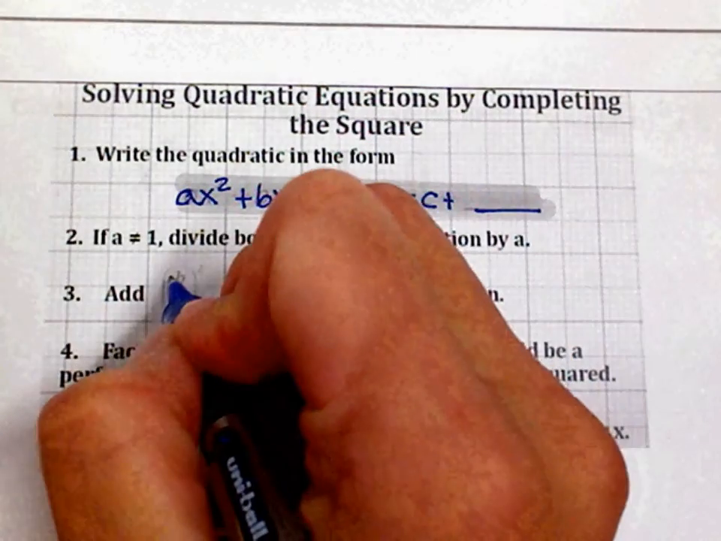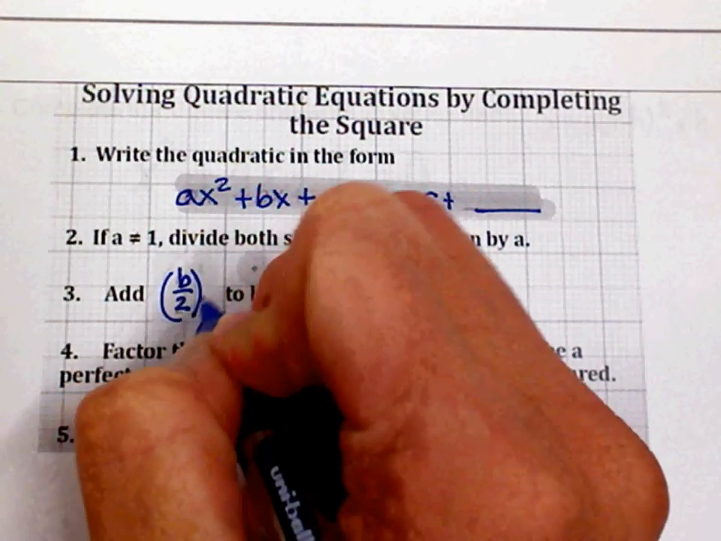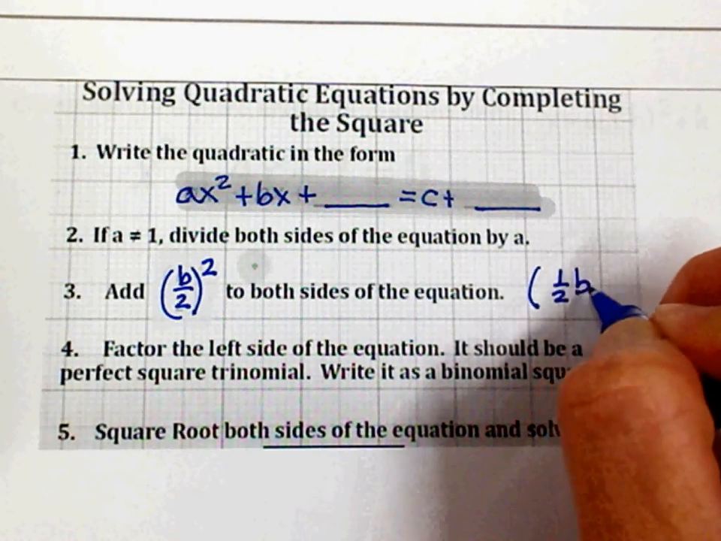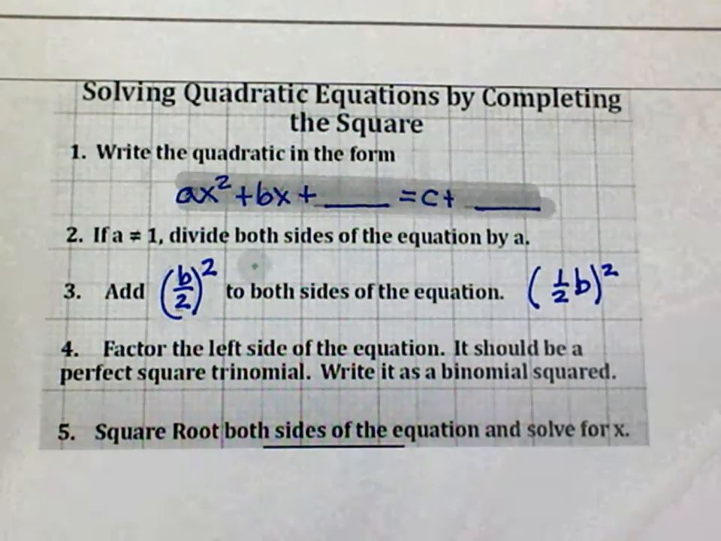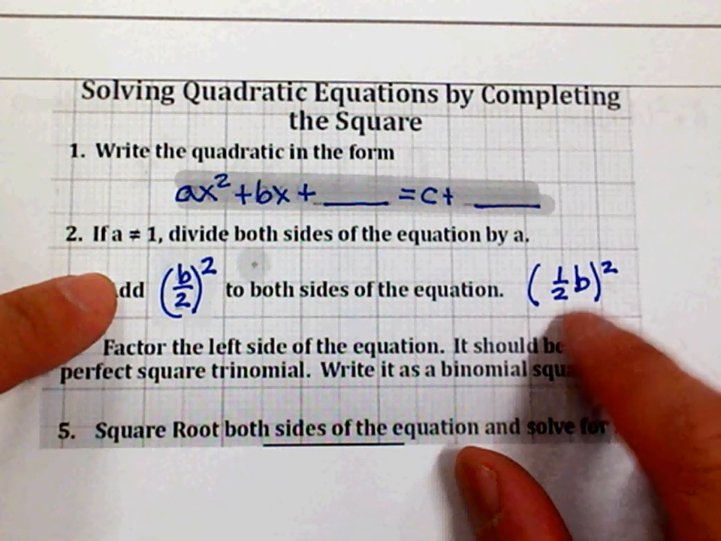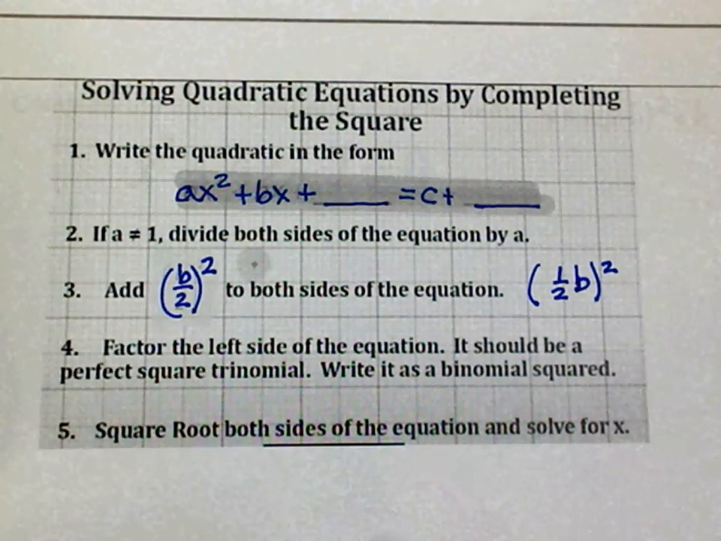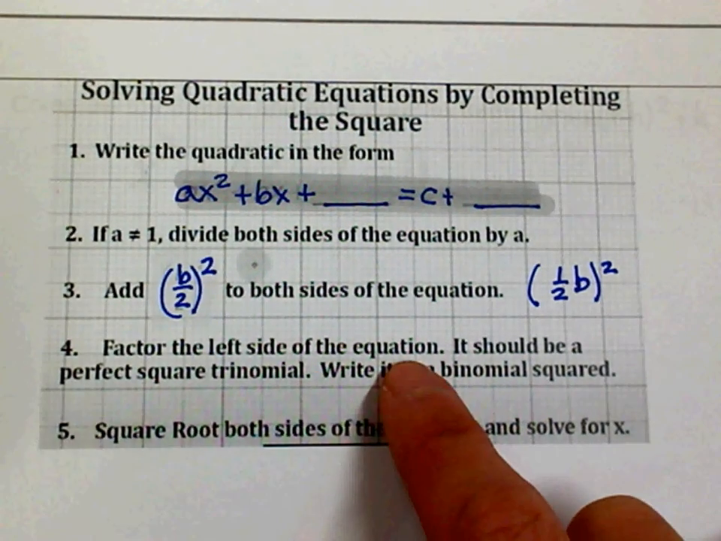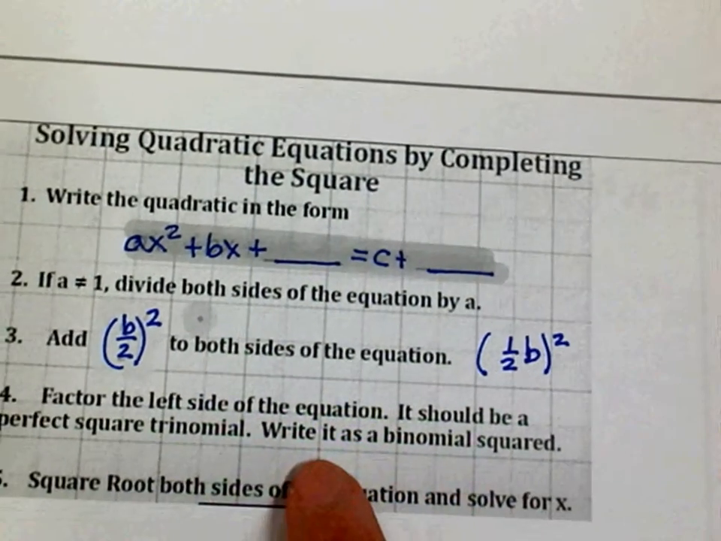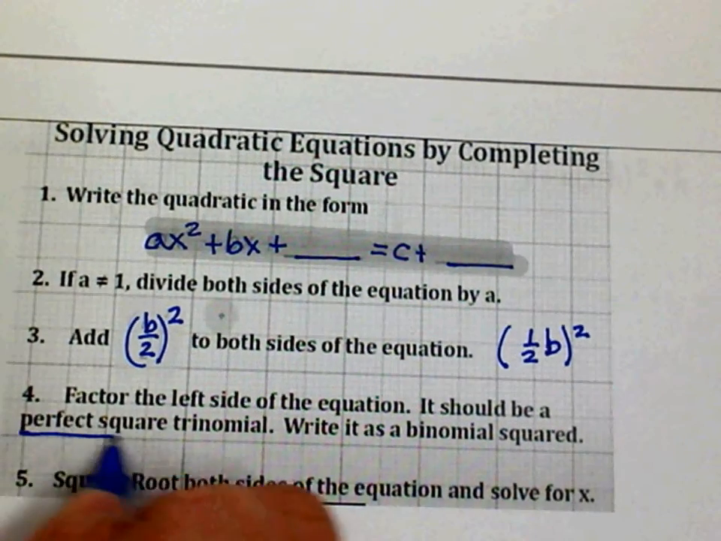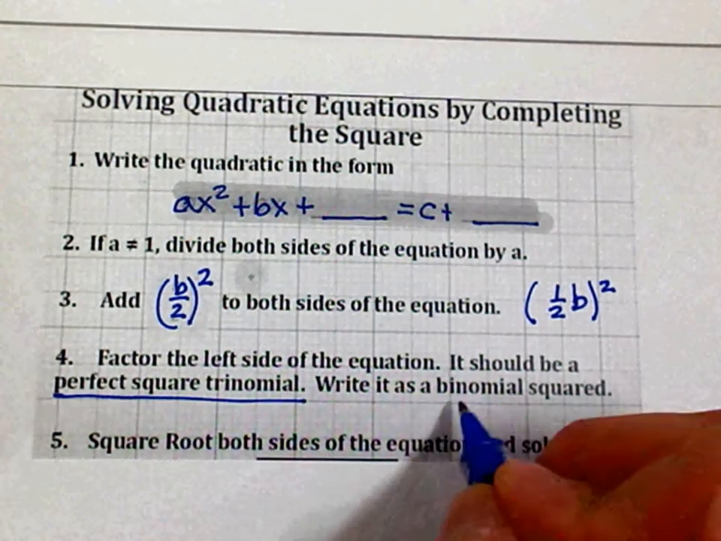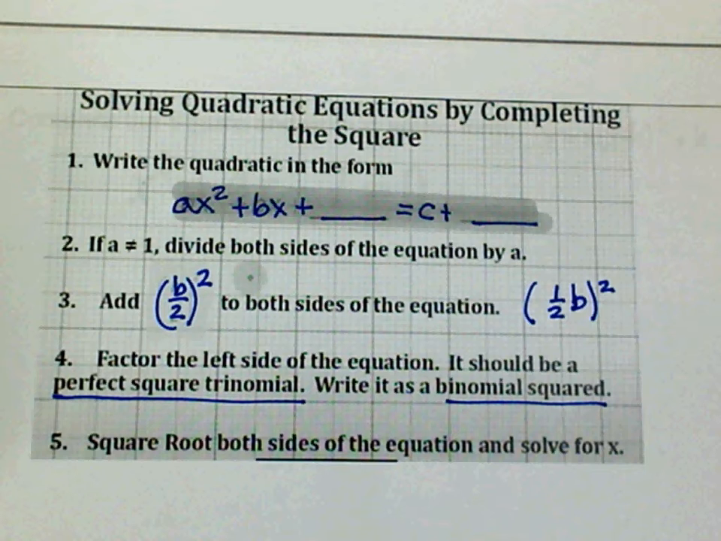Then you're going to take the b term and divide by 2, and then you're going to square it. Another way you can write that is you're going to half the b, and then you're going to square. These two are exactly the same thing. This is going to come in handy for you when a is not a 1. Okay? You're going to factor the left side of the equation. So it's going to look like from this to this. It should be a perfect square trinomial. Did you guys see that? We're going to write it as a binomial square. Okay? So far, so good.